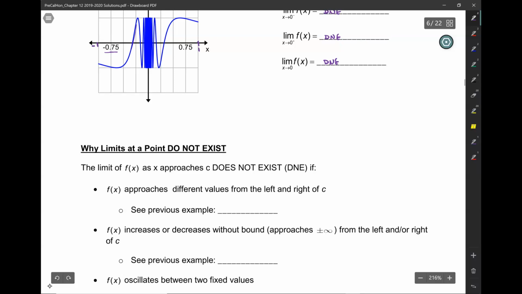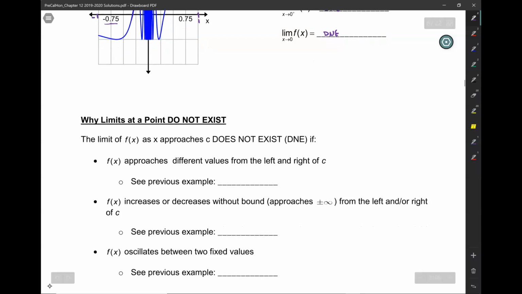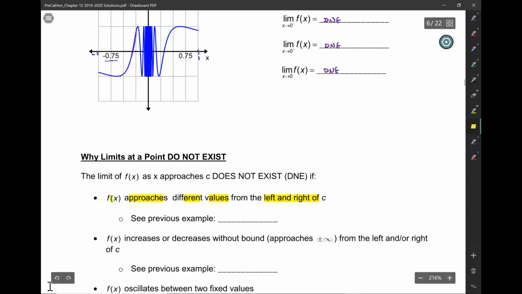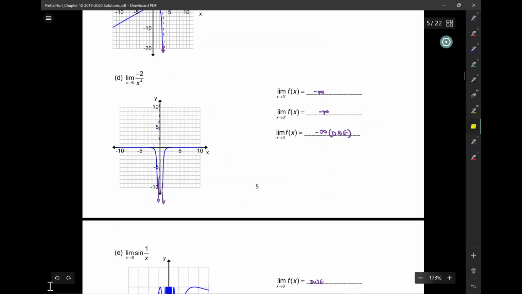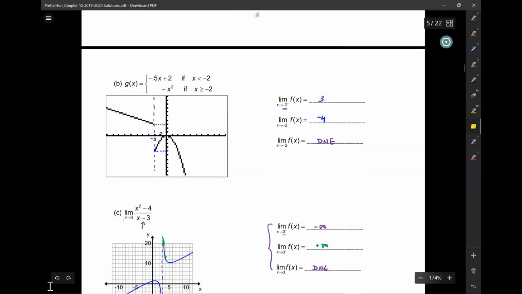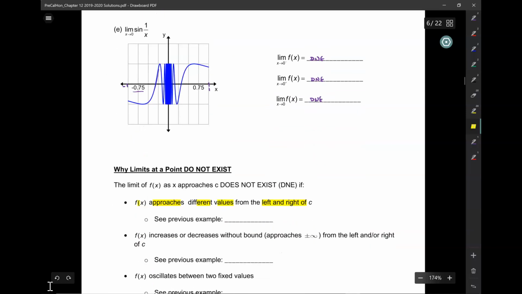Okay, so let's wrap up. There were a couple of cases now where we got DNE, does not exist. So let's just recap where you can get DNE. The limit as x approaches c does not exist if, first and foremost, f of x approaches different values from the left and right. Okay, so where in these examples did that happen, where we got different values and so we got DNE? Oh, right there. Okay, in example B.